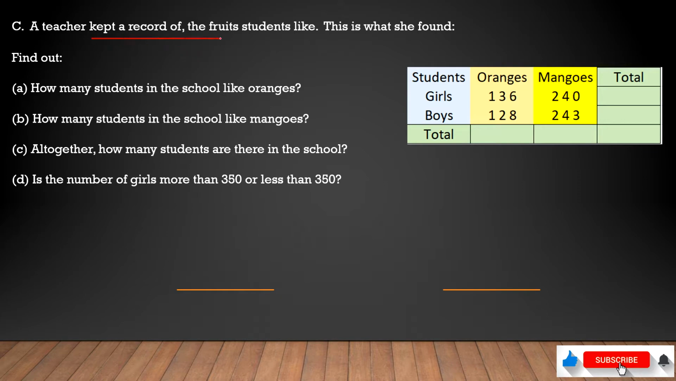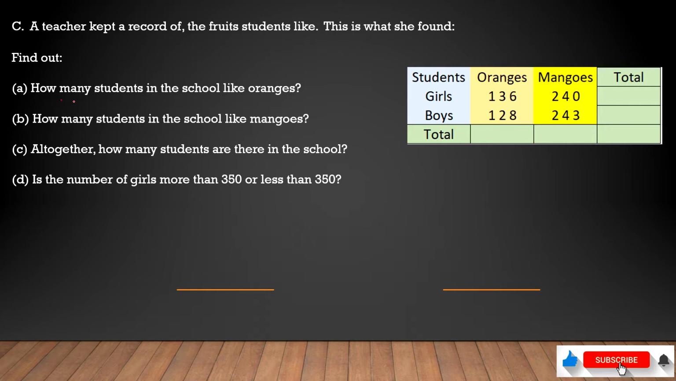Next question. This is a very interesting problem. There is a teacher in the school who keeps a record of the foods students like. See what she found out. A teacher keeps a record of how many girls and boys like oranges and mangoes. And what we can see from this table: there are 136 girls who like oranges, 128 boys who like oranges, 240 girls who like mangoes, and 243 boys who like mangoes. So these are the numbers we can read from this table.